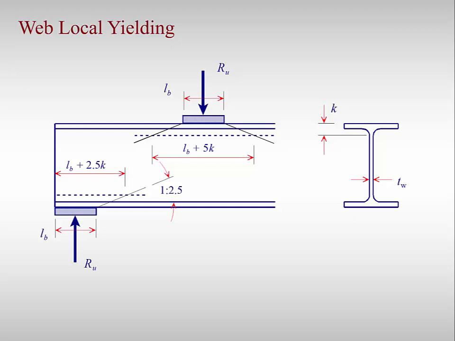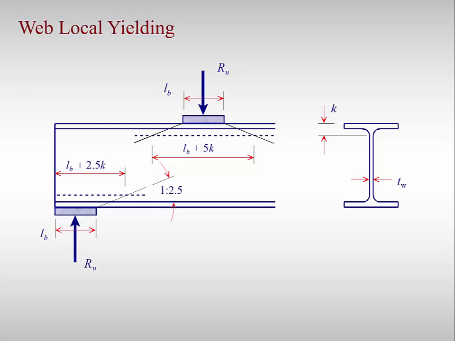Note that a K term appears in the 2 equations for web local yielding. This K term is different from the K term we used in calculating the web shear coefficient C sub V for shear design. For web local yielding, the K term is the dimension from the outside surface of the flange to the end of the fillet or curved portion of the web. This is the location of the critical section for web local yielding, since this is where the bearing stress first meets the minimum web thickness or area.